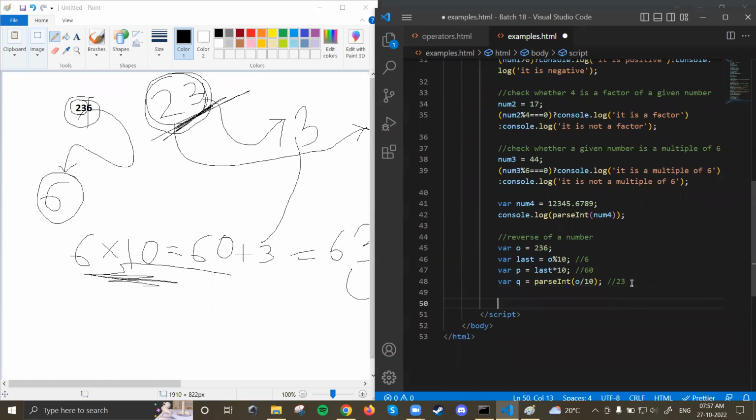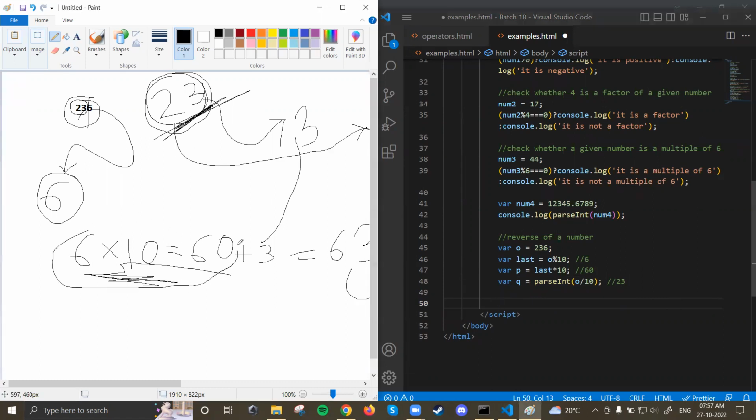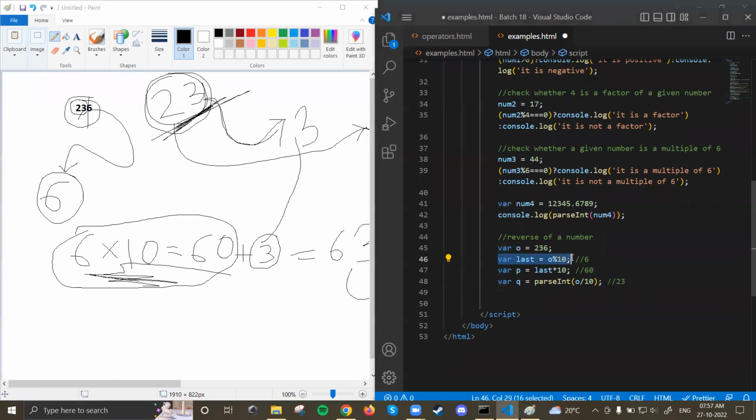We'll give a gap here. Now what we have to do is repeat these 3 steps again and again. I'll show you, that is actually what we need to do. Now, what is the next step? We have done up to 6 into 10 is equal to 60. But now we have to add the 3 here. But to get the 3, we have to do this step again.